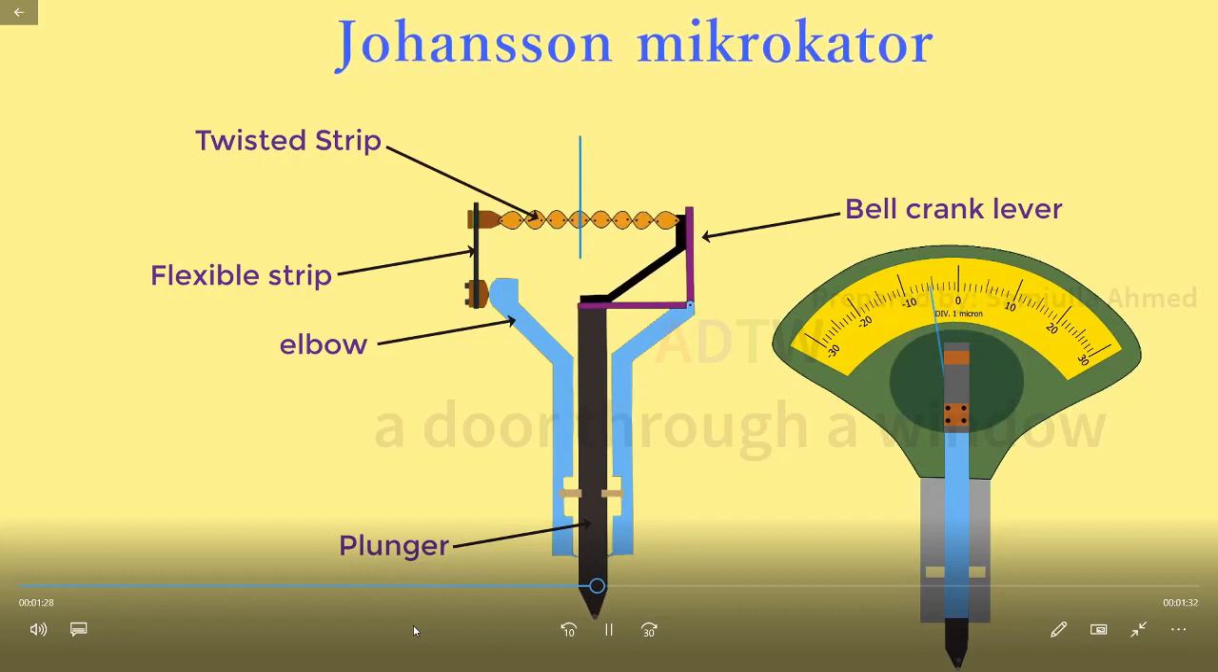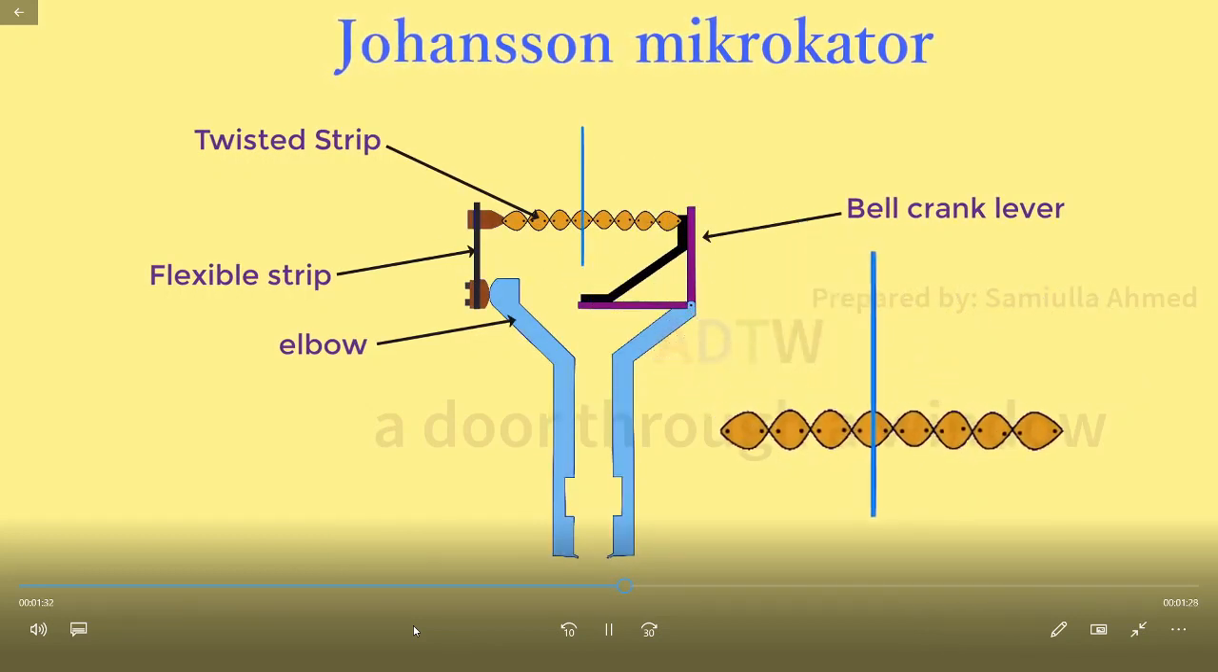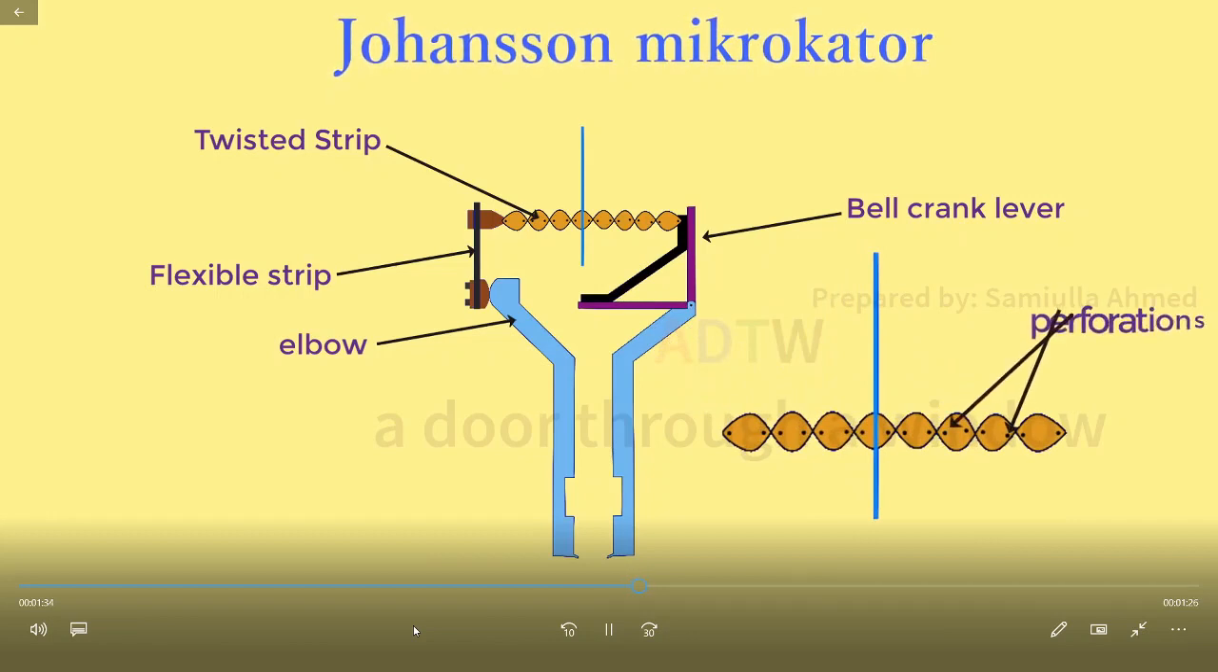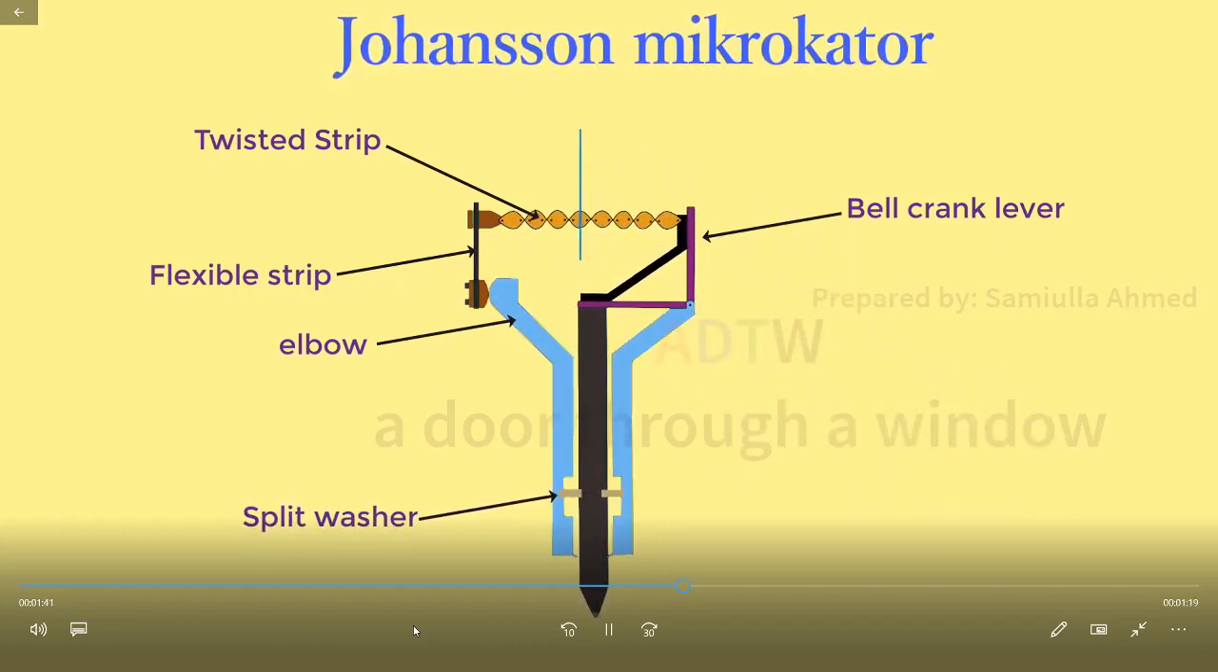A pull on the metal strip subjects it to tensile force. In order to prevent excessive stress on the central portion of the metal strip, perforations are made in the strip. The plunger rotational movement is arrested by the split washer, which only allows vertical movement of the plunger.